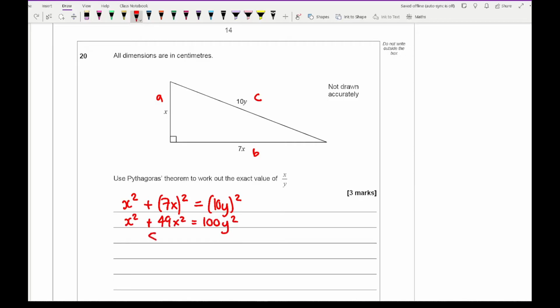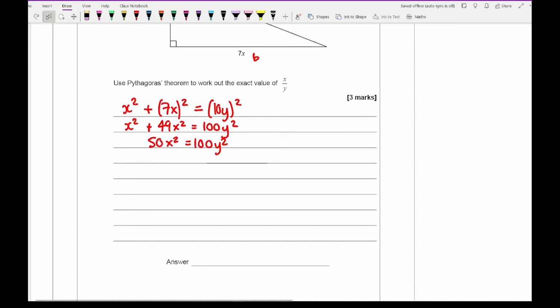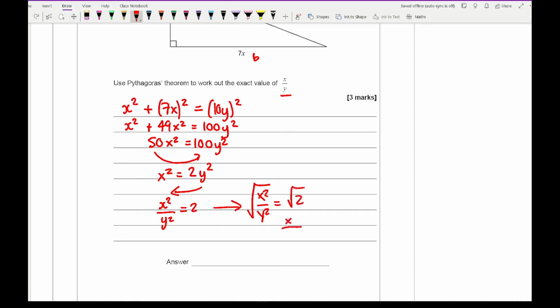Now simplifying the left hand side, I get 50x squared equals 100y squared. Now if I do a bit of moving the number, moving the letter, I want to get x over y, so if I take the 50 over, I end up with x squared equals 2y squared. And then if I take the y squared over, I get x squared over y squared equals 2. Now I want to get the value of x over y, so if I square root both sides, I end up with x over y equals root 2. So the answer then is root 2.